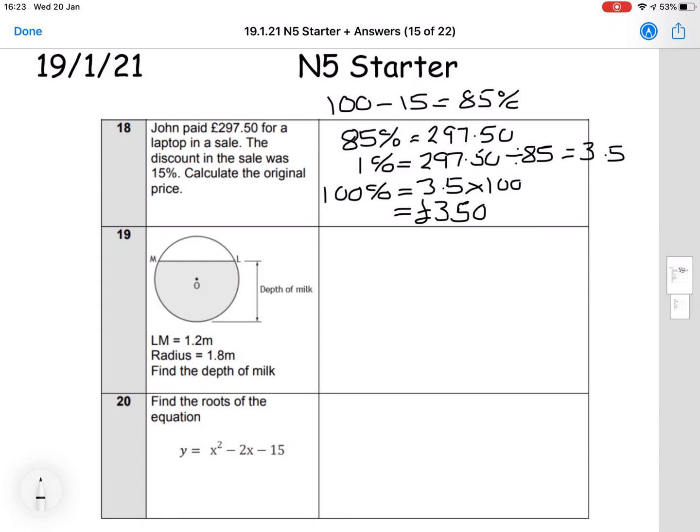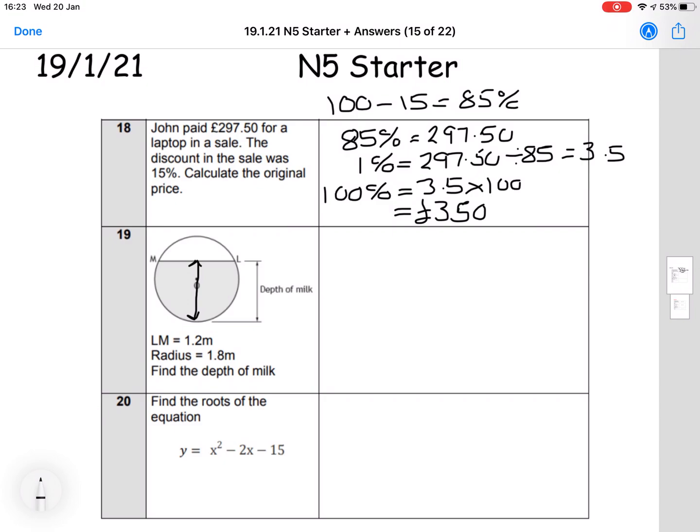Okay, question 19. Now here we have a cross section of a tanker, and it's milk that's been carried in the tanker. So you have the shaded bit representing the milk in the tanker. So we're told that LM is 1.2 metres across, the radius is 1.8, and we're being asked to find the depth of the milk, so this depth here. So really what we're being asked to find is this height here, how long that bit there is.